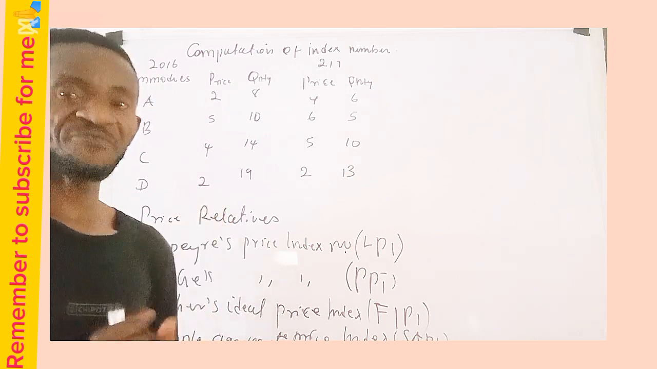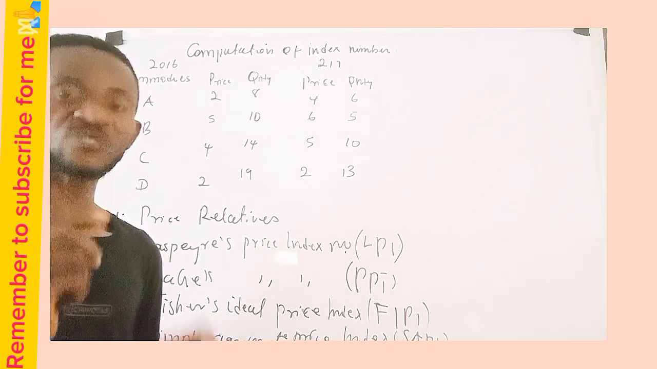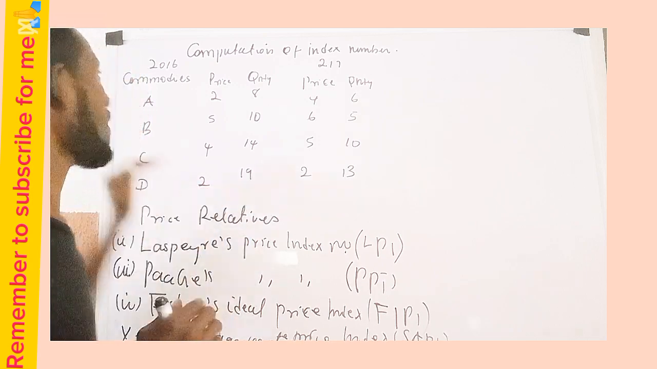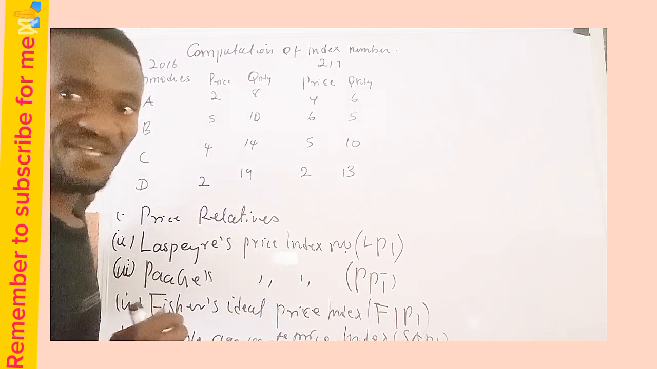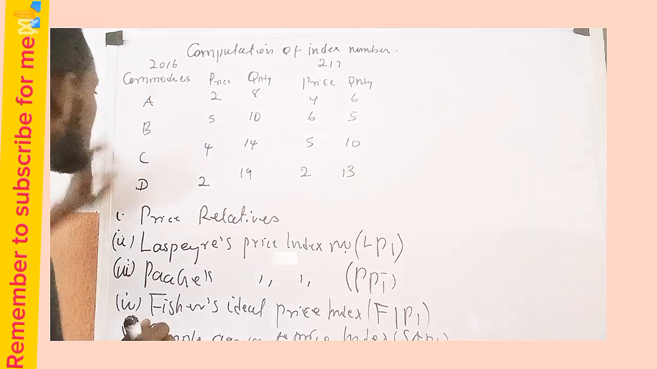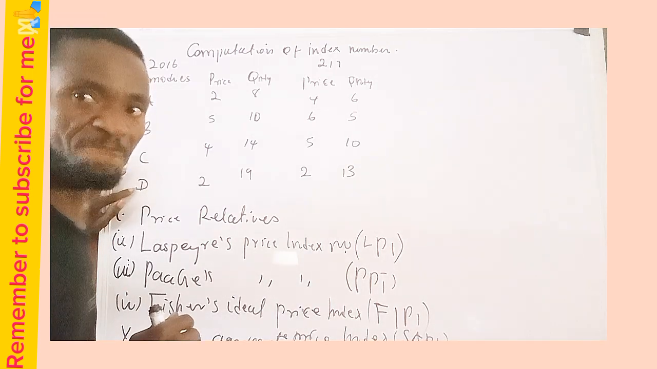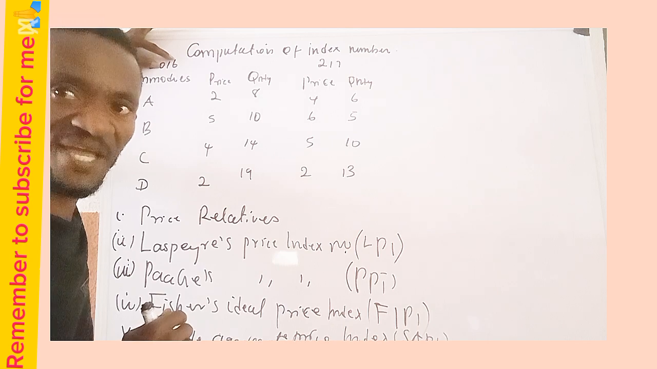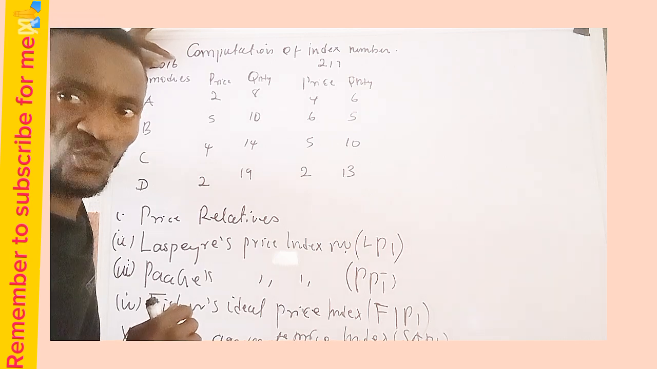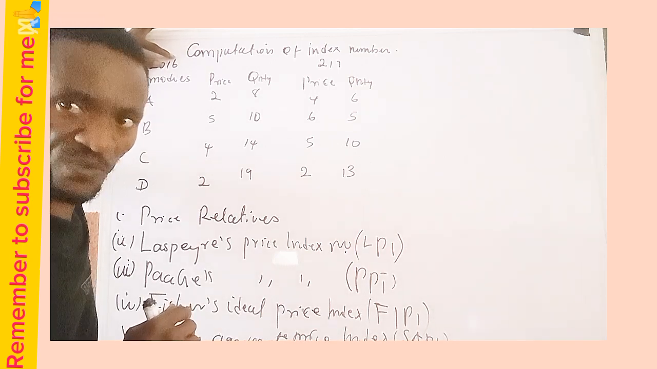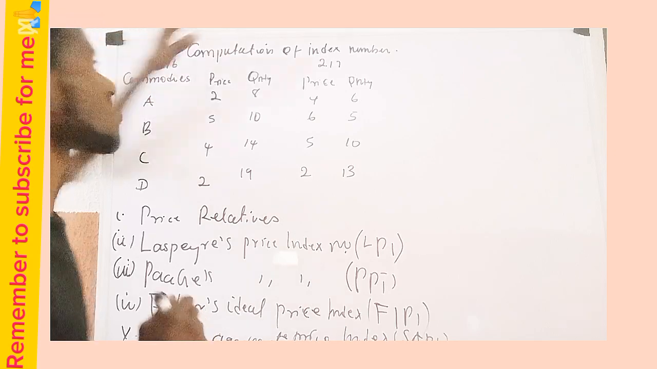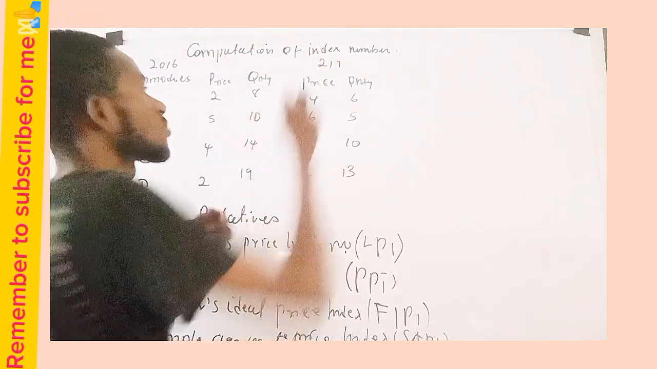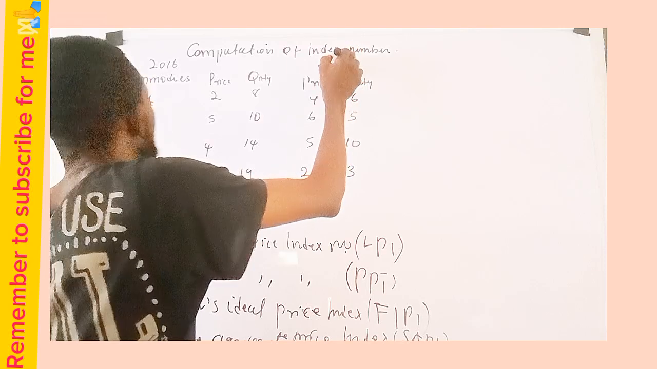We are going to start from the first one, which is talking about the price relatives. So we have 4 commodities here, commodities A down to D. We are making use of the base year 2016 here, which will be the one that you are going to make reference to, and the given year 2019.